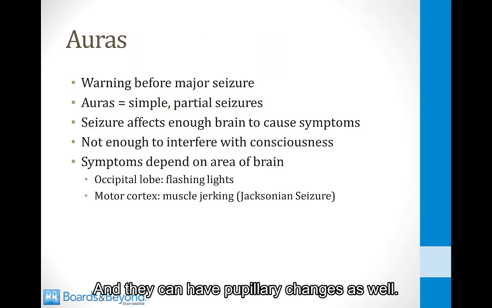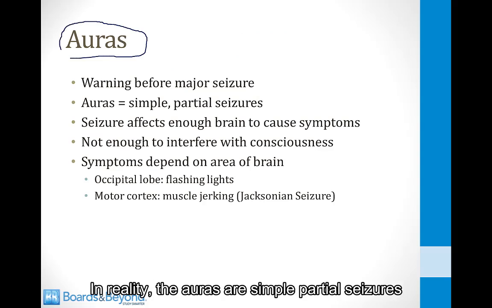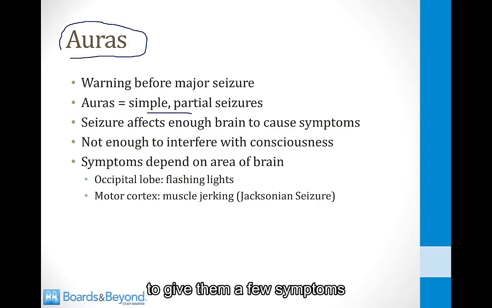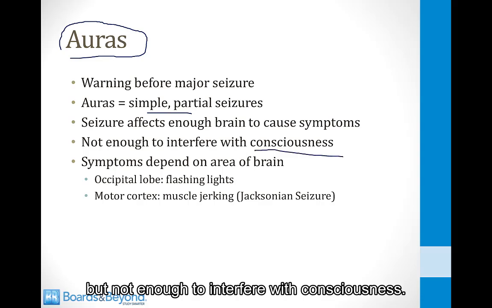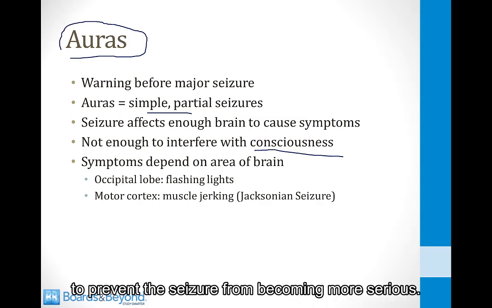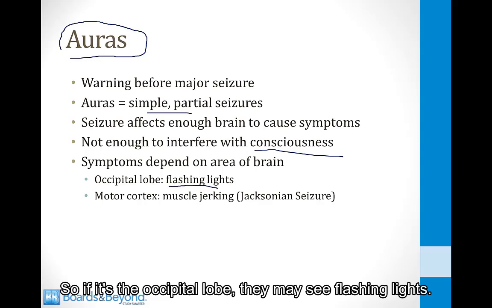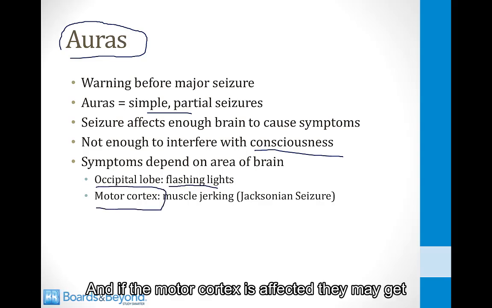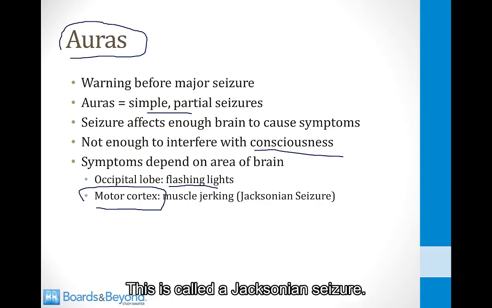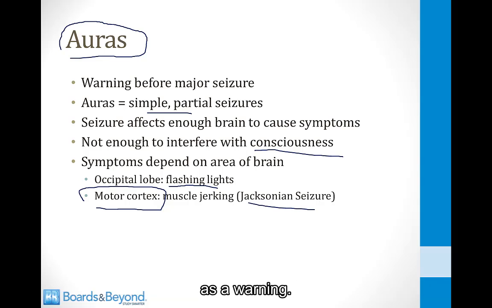as well. Some patients get what's called an aura, and this is a warning before a major seizure. In reality, the auras are simple partial seizures where the seizure has only affected enough of the brain to give them a few symptoms, but not enough to interfere with consciousness. And patients with epilepsy will recognize their aura, and they can sometimes try to do something to prevent the seizure from becoming more serious. The aura symptoms depend on the area of brain that's affected, so if it's the occipital lobe, they may see flashing lights. And if the motor cortex is affected, they may get an isolated muscle jerking. This is called a Jacksonian seizure. And these are all auras that come before a major seizure as a warning.